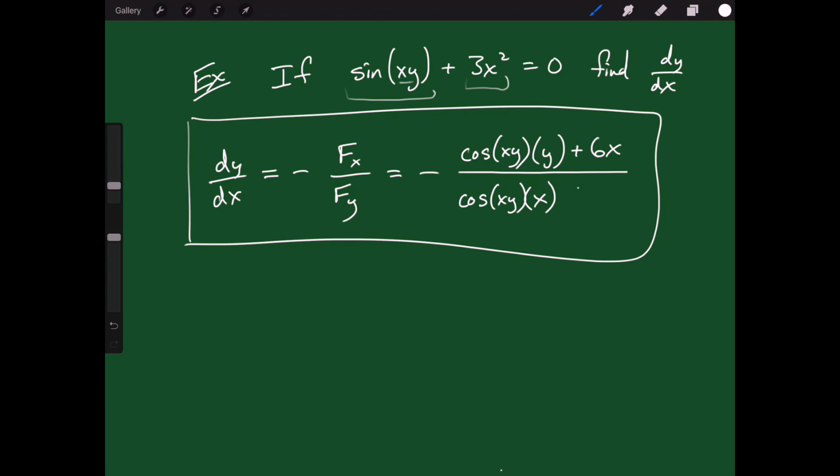And notice I didn't have to go through all the nasty algebra that I used to have to go through to find an implicit derivative. So that's a very kind of nice application of these partial derivatives. It's kind of fun. Okay, time for you to do some homework.